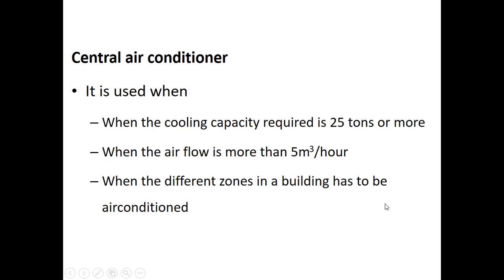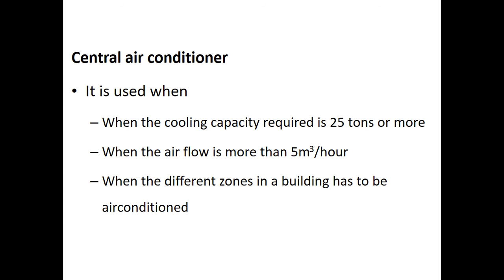Now again, the central air conditioning is another most important type of air conditioner. It is used when the cooling capacity required is 25 tons or more, or when the airflow required is more than 5 meter cube per hour, or when different zones in the building have to be air conditioned. Under these three conditions, people opt for central air conditioning.